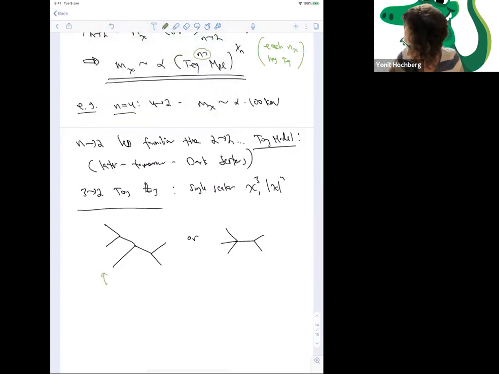Okay, and this one where I have here 1, 2, 3 vertices is the one that really inspired our parametrization of the 3-to-2 cross section as a coupling cubed. Okay, so this is really what inspired the parametrization of the alpha cubed in our cross section for the 3-to-2 process.